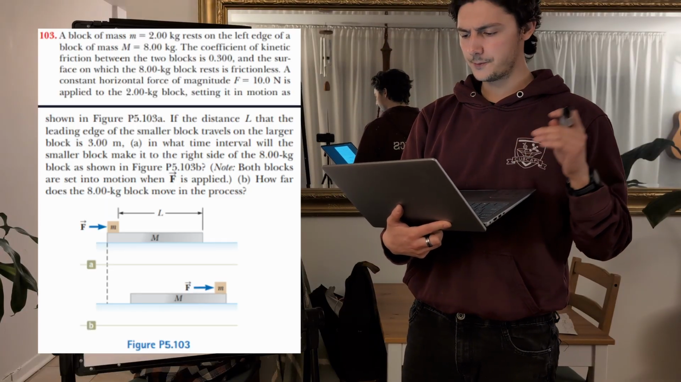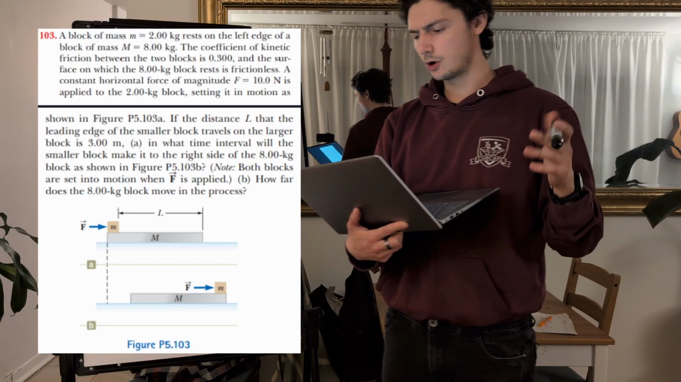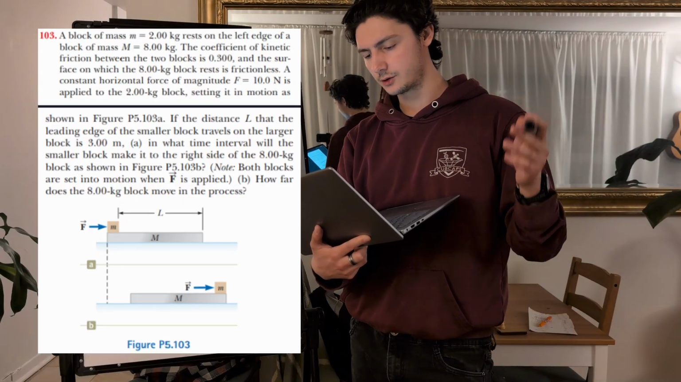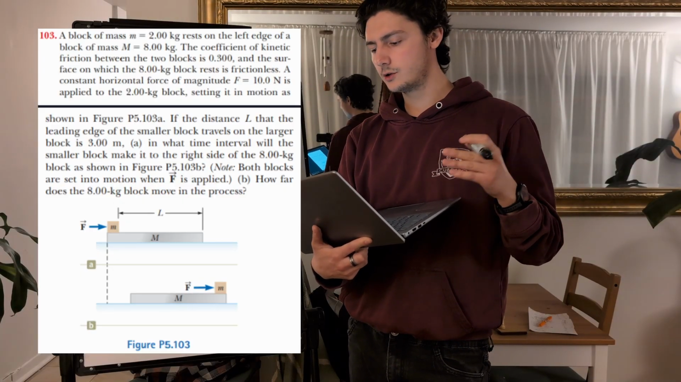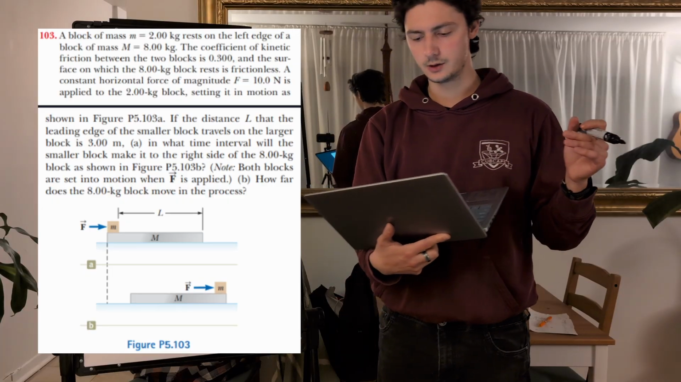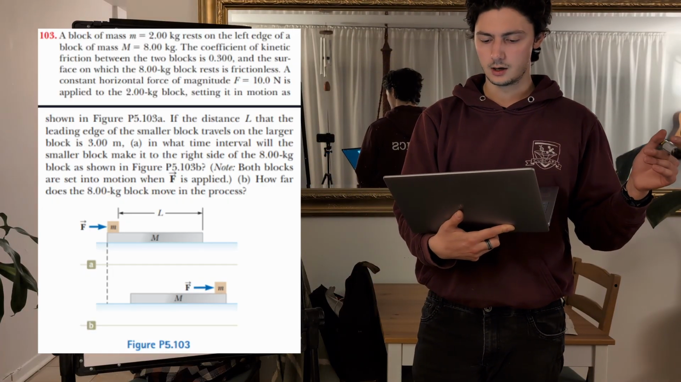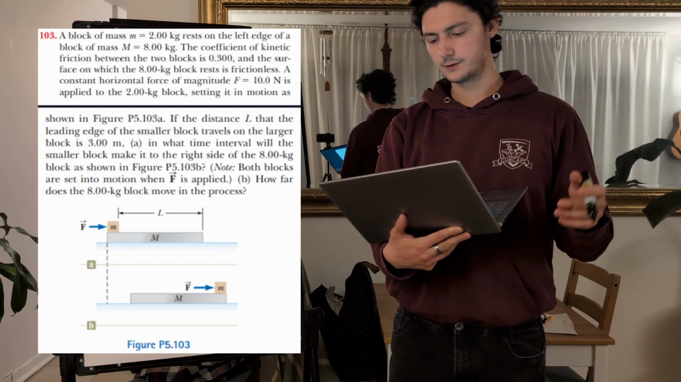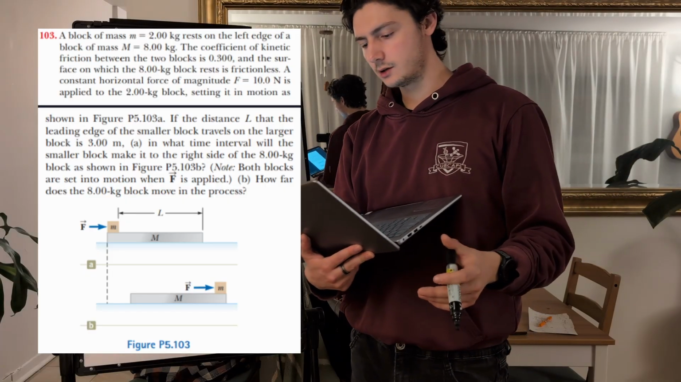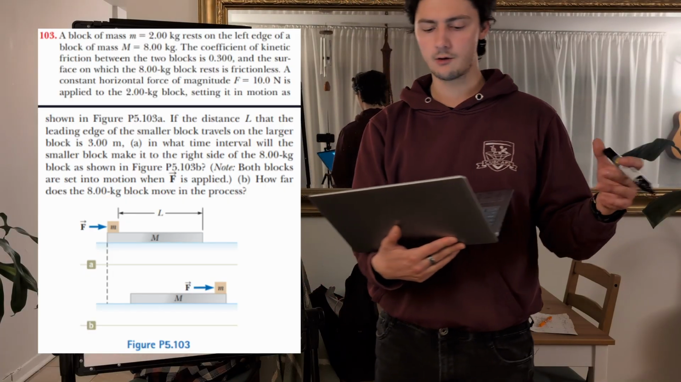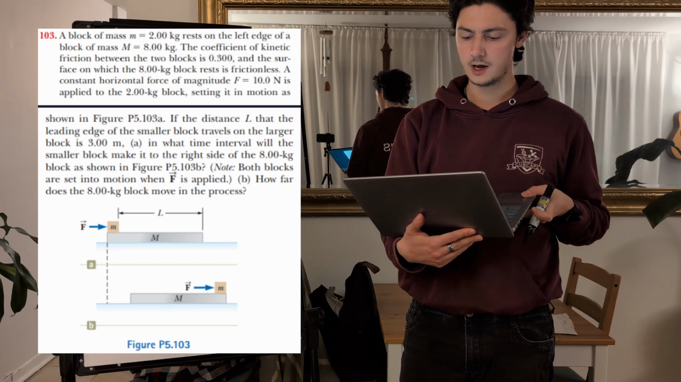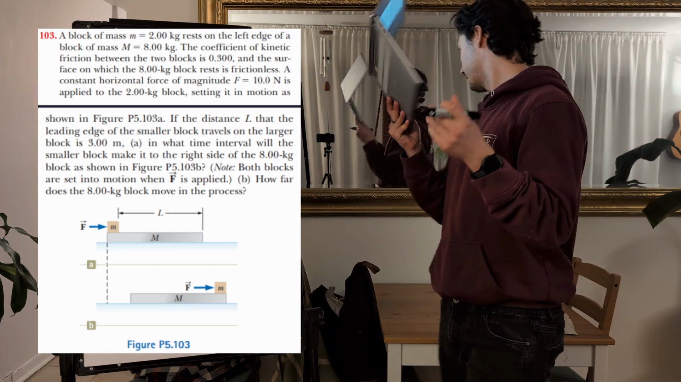If the distance L that the leading edge of the smaller block travels on the larger block is 3 meters, A, in what time interval will the smaller block make it to the right edge of the 8 kilogram block as shown in this figure? Note, both blocks are set into motion when F is applied. B, how far does the 8 kilogram block move in the process? Okay, so I think that's all I gotta read.